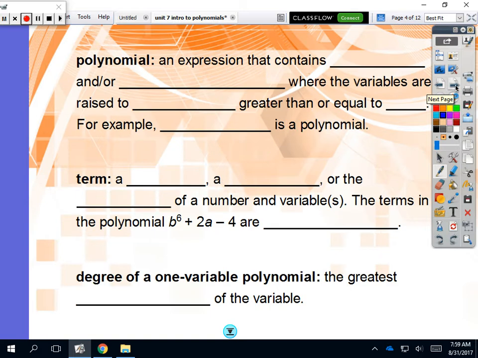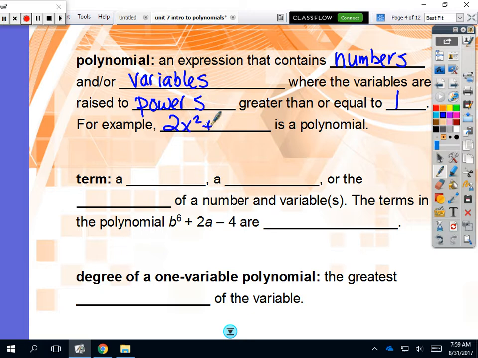So now we're up to polynomials. What is a polynomial? That's an expression that contains numbers and/or variables where the variables are raised to powers greater than or equal to 1. Okay, we can't have negative exponents. You're not going to have 0. Well, you could, if you have a 0 exponent, you just have the constant 1. Okay, so for example, 2x squared plus 1 is a polynomial.